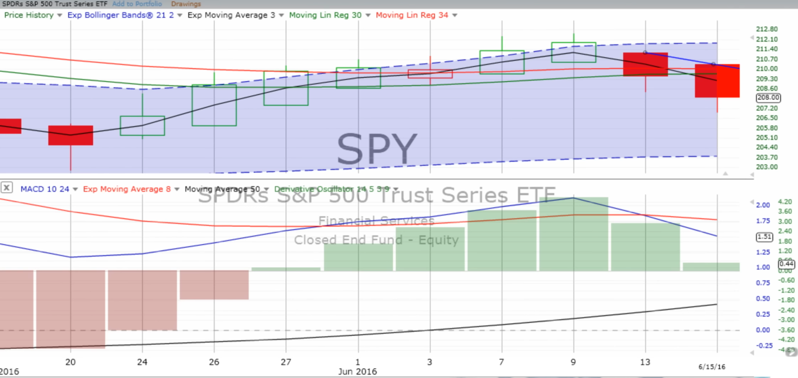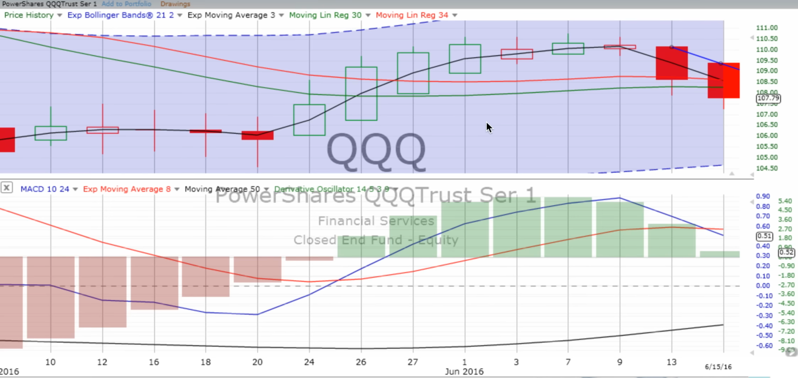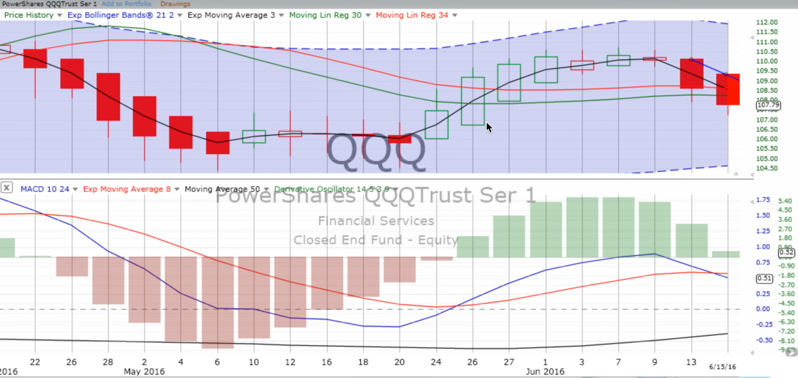Okay, again, SPY down 0.14%. About twice that, a little over twice that, the Qs, which is the NASDAQ 100, was down 0.29%. Crossed over, going down on the 15th. Derivative oscillators not yet switched. Looks like it's getting close.